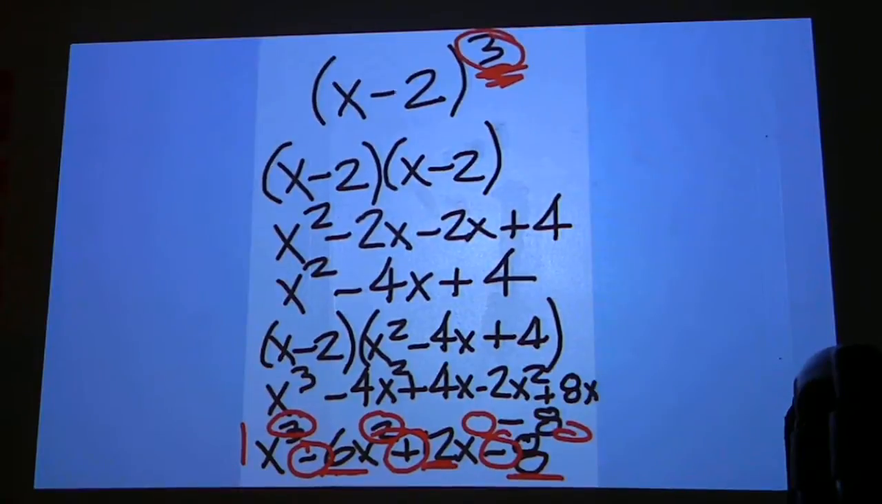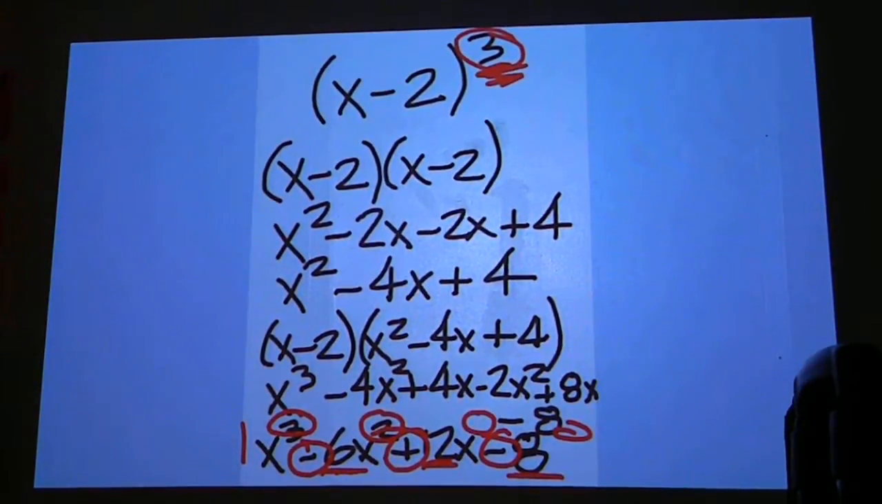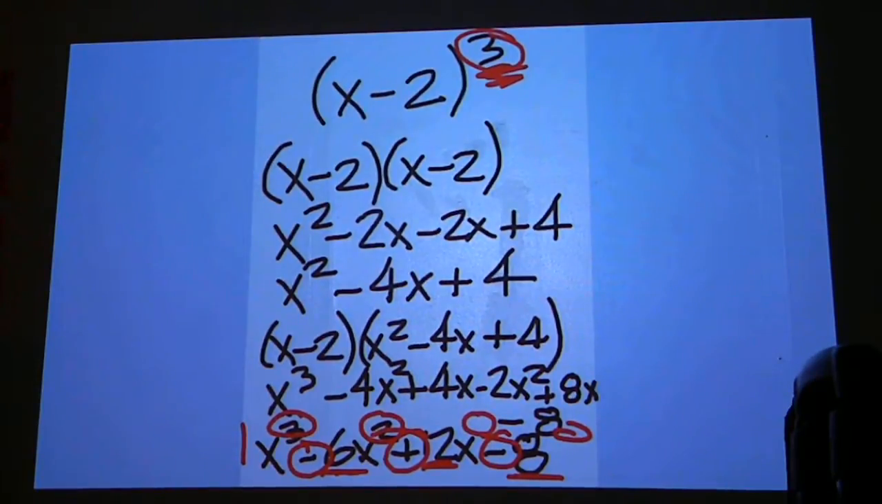So the final answer to this whole problem would be x cubed minus 6x squared plus 12x minus 8.